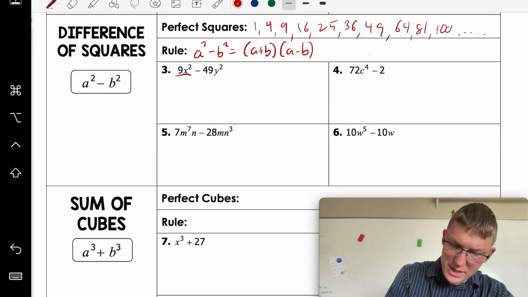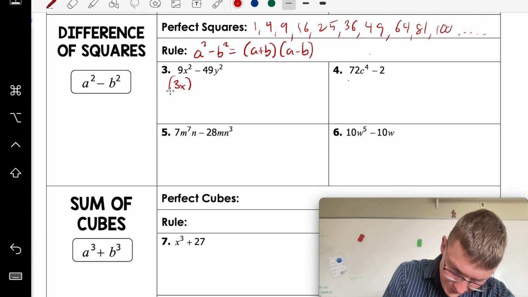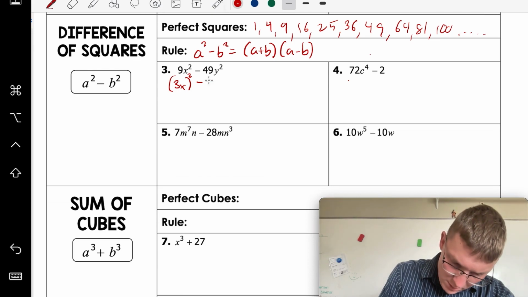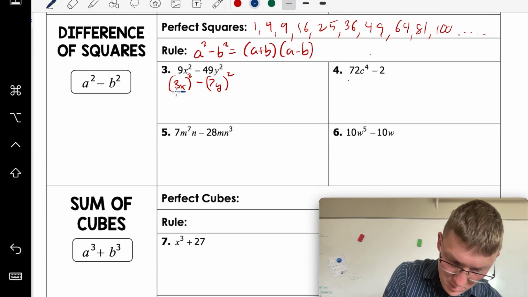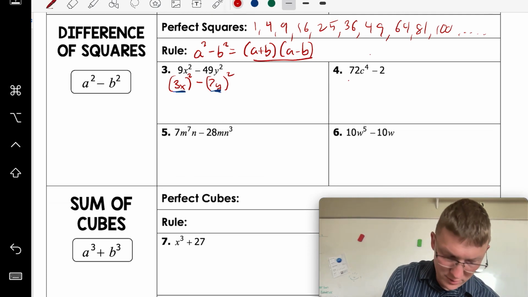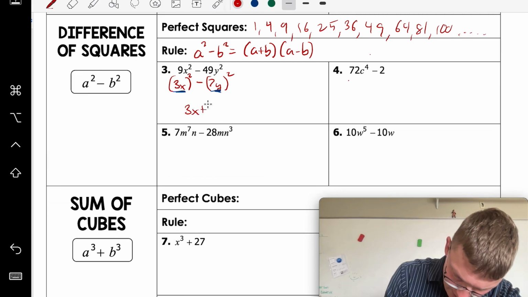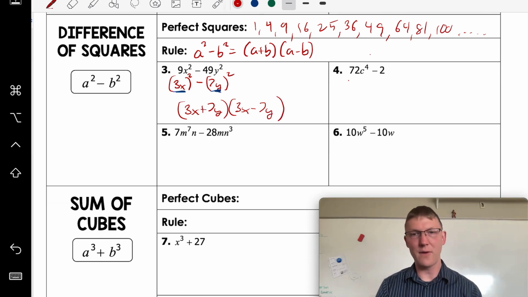So if I were to rewrite this as a number squared, I could rewrite that as (3x) squared, and then 49 is 7 times 7. So I can rewrite all of that as (7y) squared. When I rewrite it like that, it's very clear that my a is going to be my 3x, my b is going to be my 7y. And so then my answer, we just follow this pattern up here, is just going to be (3x plus 7y)(3x minus 7y). Done. It's factored.